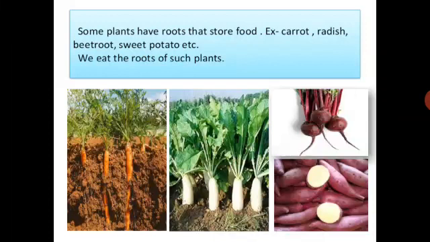One more function of the root is that some plants have roots that store extra food. We know that a plant produces its own food, and when extra food is produced, that extra food is stored inside the root. We know these roots. We eat these roots. Carrots, radish, beetroot, sweet potatoes are examples of such types of roots.